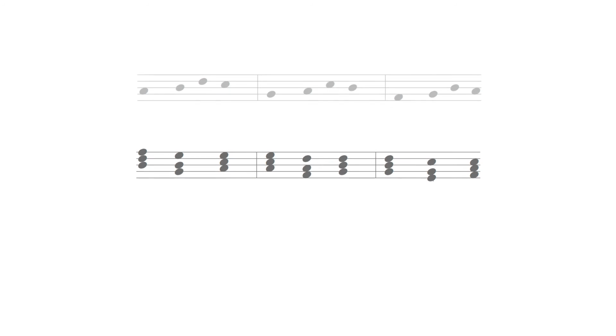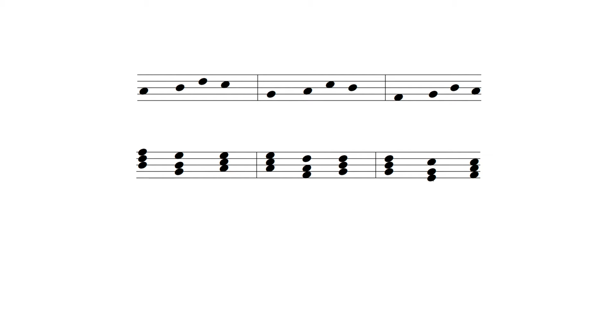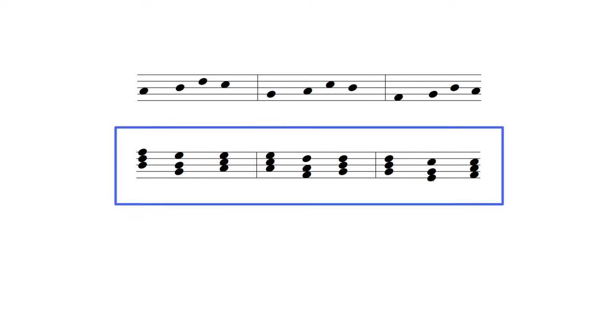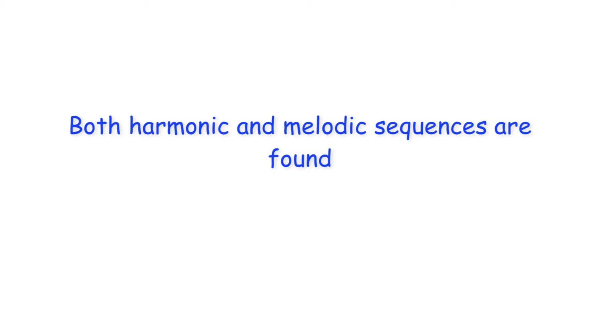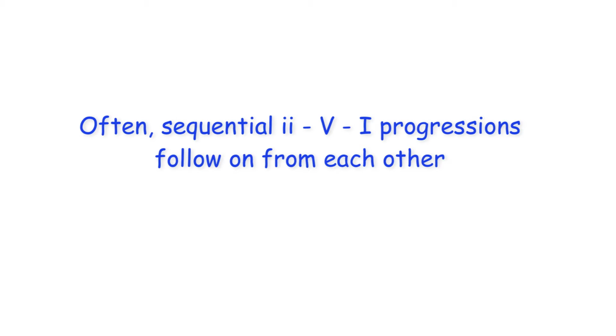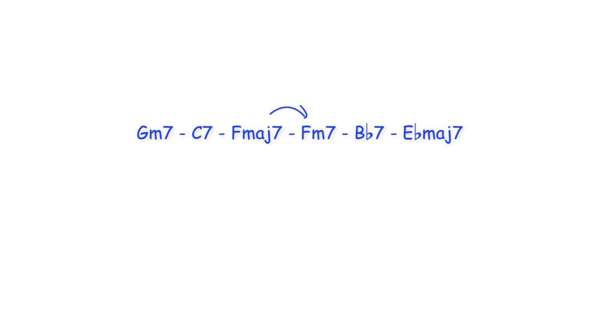As we saw with the harmonic sequence examples, however, there is typically a combination of both melodic and harmonic repetition involved in most sequential patterns. In jazz, both harmonic and melodic sequences are found. Often, the sequential 2-5-1 progressions simply follow on from each other. In this example, the tonic of the first 2-5-1 progression is changed to become the supertonic of the next. Notice in this type of sequence, the tonic root note of each 2-5-1 progression descends by a major second.